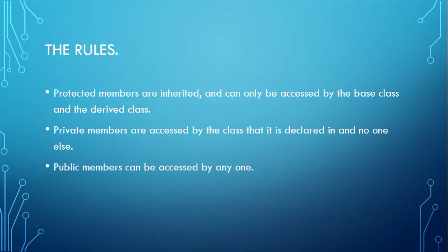So you guys are probably getting pretty used to seeing this. The rules of inheritance, I'm just going over it for anyone who hasn't seen my previous videos. Protected members are inherited and can only be accessed by the base class and the derived class. Private members are accessed by the class that it is declared in and no one else. That's not necessarily true, because we will see an exception to this rule in a few slides. But public members can be accessed by anyone.